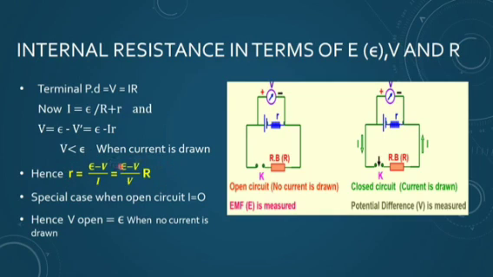Then it means I should be knowing the EMF, the terminal potential difference and the external resistance, which is always to be taken out from the resistance box. So the value will be known to you. Now, if I say that the circuit is open circuit, it means no current is being drawn, so I equals 0. And when I equals 0 in the formula V equals epsilon minus IR, V becomes equal to E. It means terminal potential difference becomes equal to EMF when no current is drawn from the circuit.